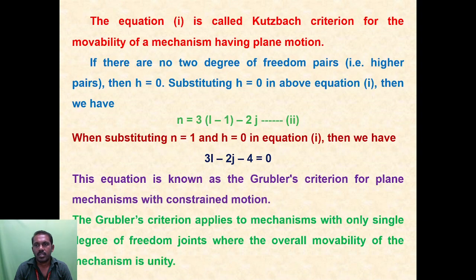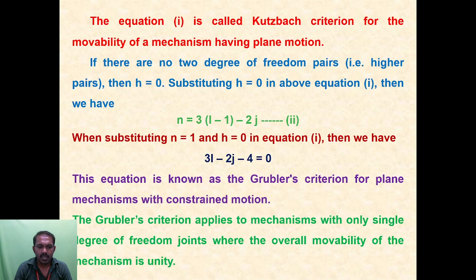These equations are for plane motions. If the higher pair is not given, then h = 0, because there is no degree of freedom for a higher pair. So the equation becomes n = 3(L - 1) - 2j. Here there is no higher pair, so we put h = 0. That's all.